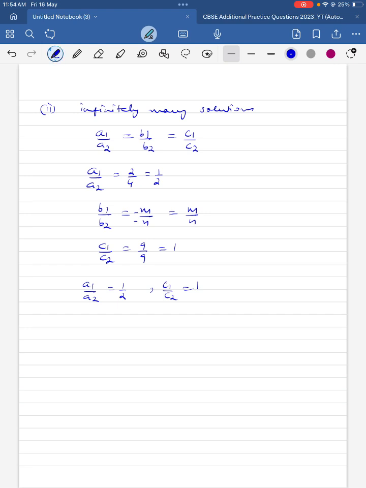So we would mention in this case that we can conclude that the required condition can never be satisfied. Okay, so it is not possible to frame a pair of linear equations having infinitely many solutions.